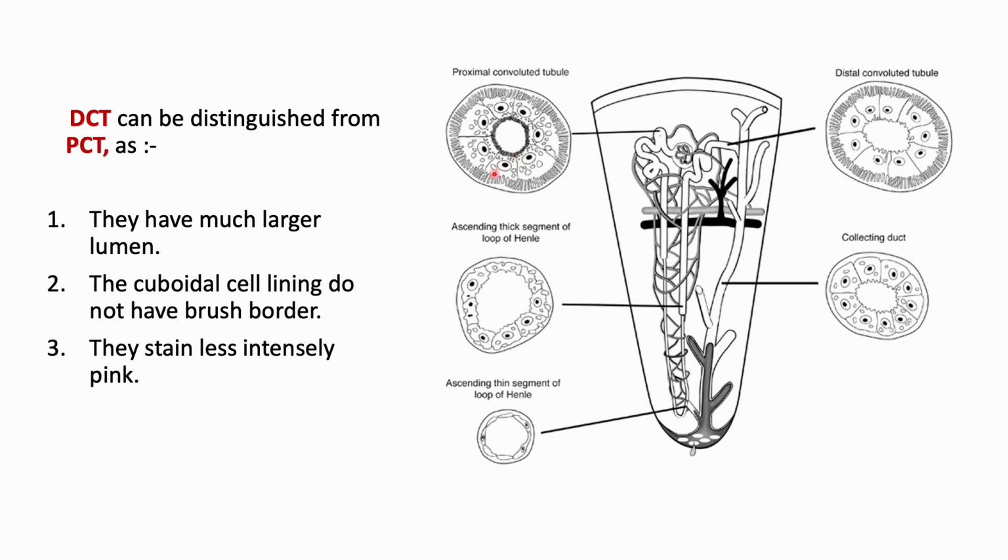So the PCT and the distal convoluted tubules can be distinguished. Here we can see in the PCT the lumen is less, whereas in the DCT the lumen is more. The cuboidal cells lining the DCTs do not have a brush border, and they are less stained.